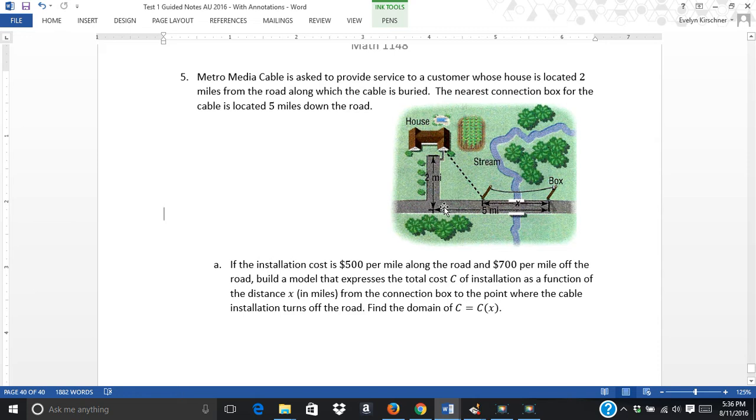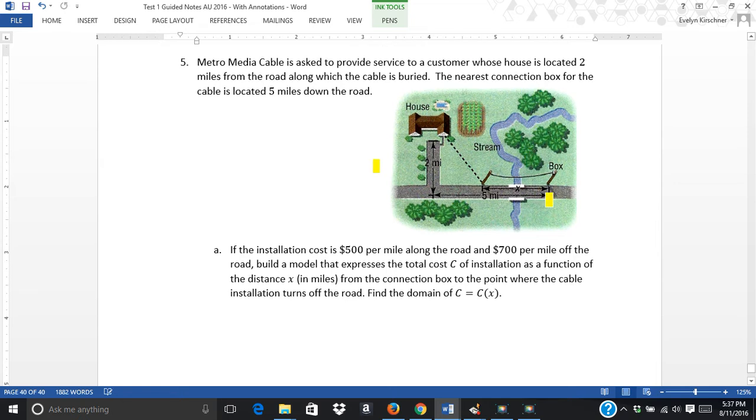Okay, what I want to know is, it's $500 per mile along the road and $700 per mile off the road, which would be this part here. And I want to know a model that expresses the whole cost C of installation as a function of distance in miles from the connection box to the point where the cable goes off the road to the house. We want this whole thing here.